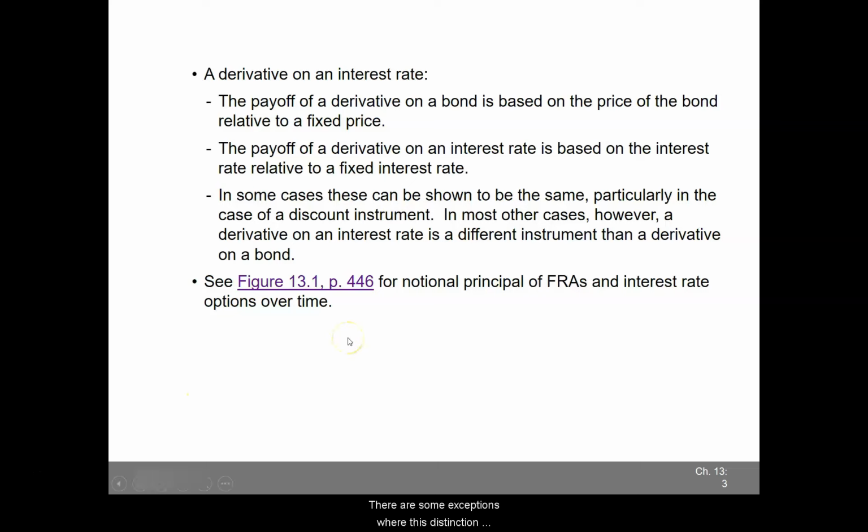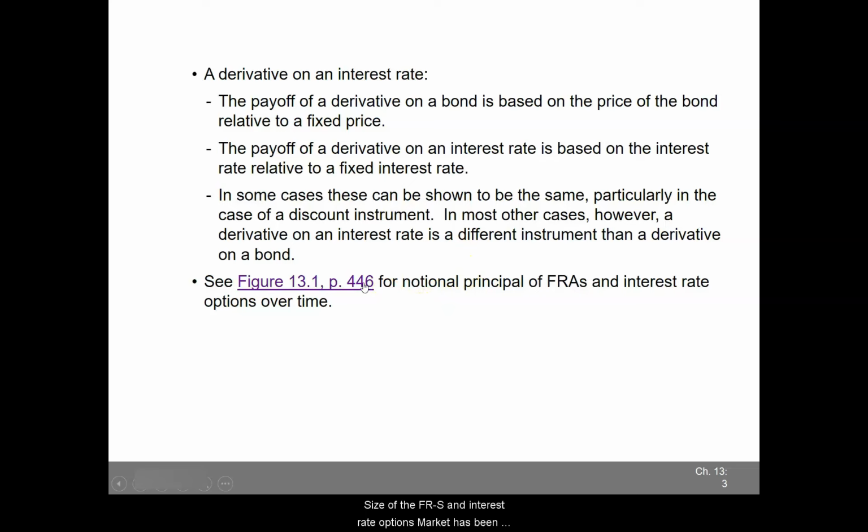Now, there are some exceptions where this distinction between the underlying being a bond or an interest rate may not be relevant, particularly in the case of zero coupon bonds or discount instruments. Other than that, we will always be making this distinction between derivative on an interest rate and derivative on a bond.